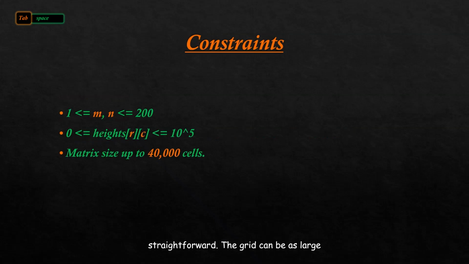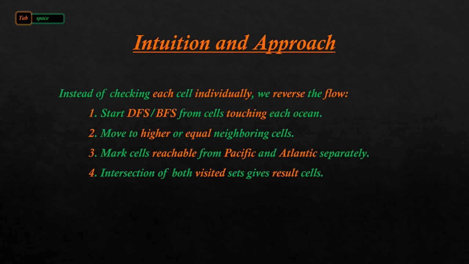The constraints are straightforward. The grid can be as large as 200 by 200, that's 40,000 cells. Each height value ranges from 0 to 100,000. These constraints make brute force approaches inefficient, pushing us to find a more optimal strategy using depth first or breadth first search. Now let's discuss the main idea behind the solution.